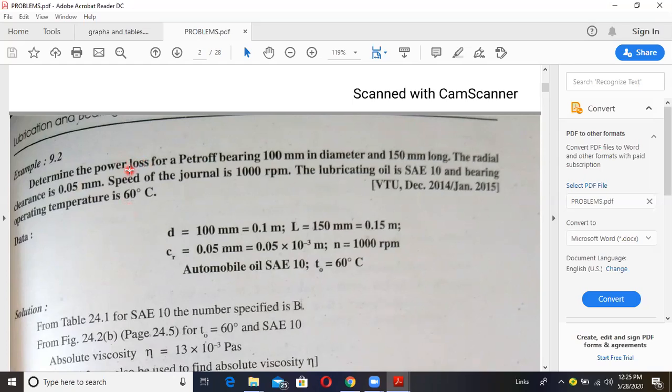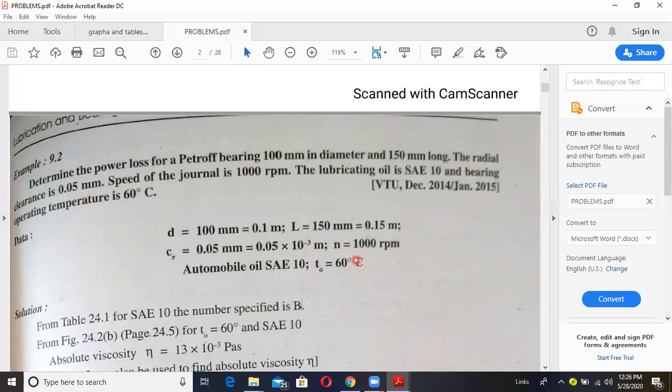In order to calculate this, they have given some specification of the bearing. They told that the bearing having 100 mm in diameter, so small d is equal to 100 mm and 150 mm in length, L is equal to 150. Convert everything in meters. The radial clearance, not the diametrical clearance, it is radial clearance. So CR you will get. If it is diametrical clearance, you will get capital C. Now it is radial clearance, you will get CR is equal to 0.05 mm, convert into meters.